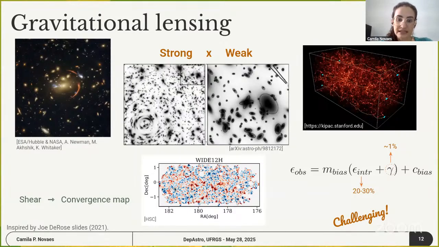So what you see here is a map of the convergence of the galaxies, where the red spots will be the regions where you have more mass, and the blue ones will have less mass. So this is basically a projection of the distribution of matter along the line of sight in a given redshift beam, for example.